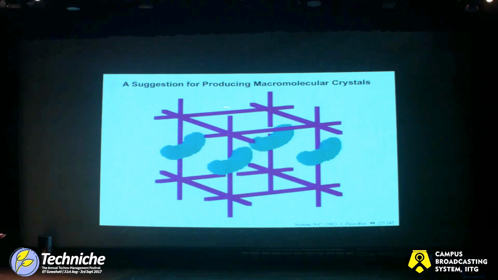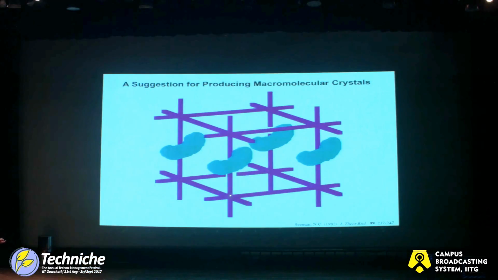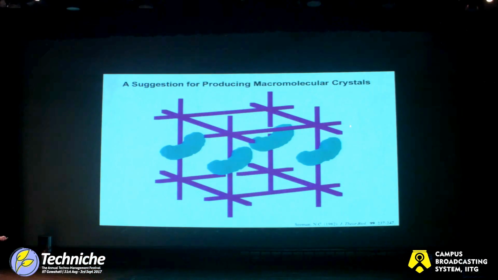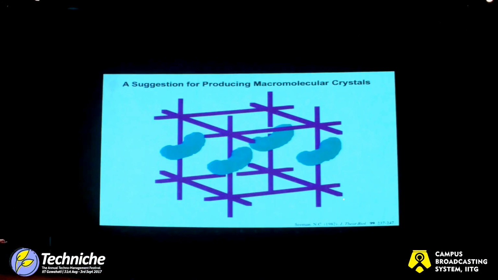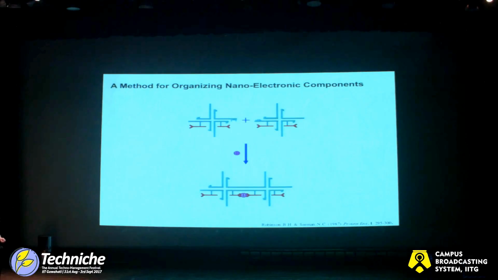So our suggestion is to do something like this. The magenta here represents DNA double helices. These things sticking out are sticky ends. And basically, we've got a box here that's hosting some kind of macromolecule, and we're hoping to just tack the boxes together, and everything will then be crystalline.